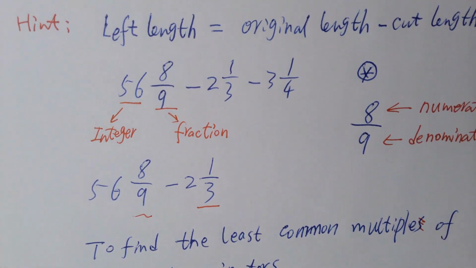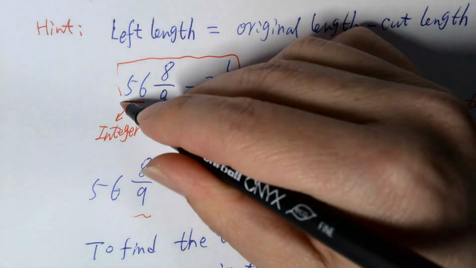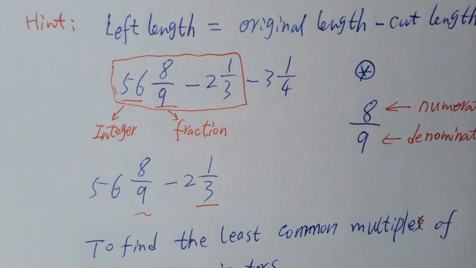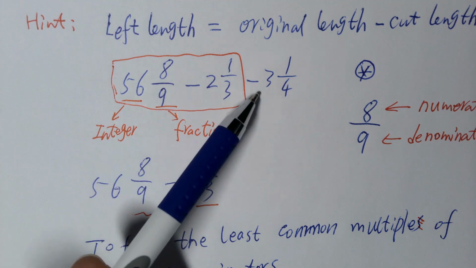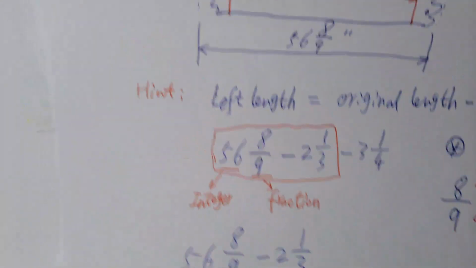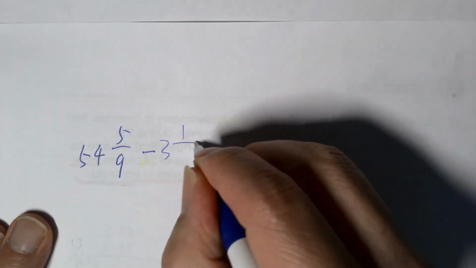If we come back here, this is only the first part. If I put a little box here, right? That's the first part. We need to continue to do the second part, which is the result here continuing to be deducted by 3 1/4. Okay? And that will be, let's continue to write on this page. 54 and 5/9, right? Deduct by 3 1/4.